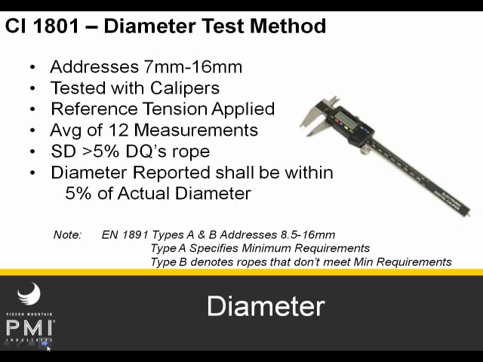So that helps to ensure that you have a very consistent diameter in your life safety ropes. The other thing I want to point out is that the diameter reported is required to be within 5% of the actual diameter. Why do we say that?